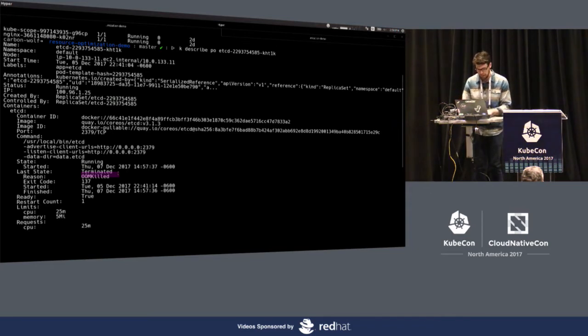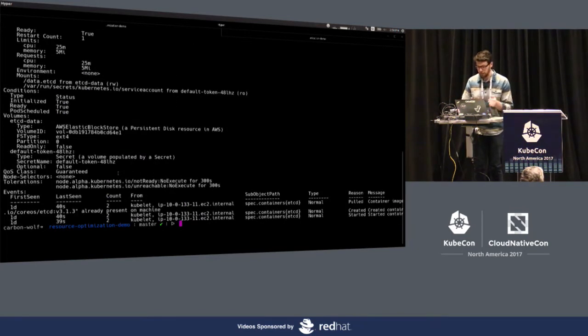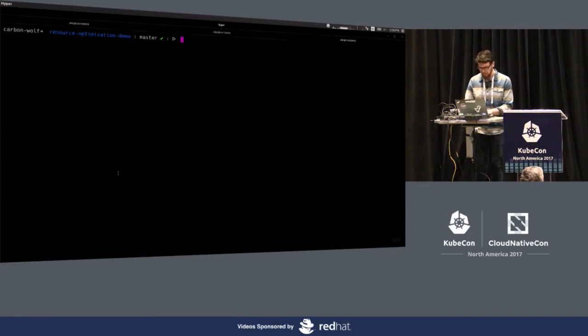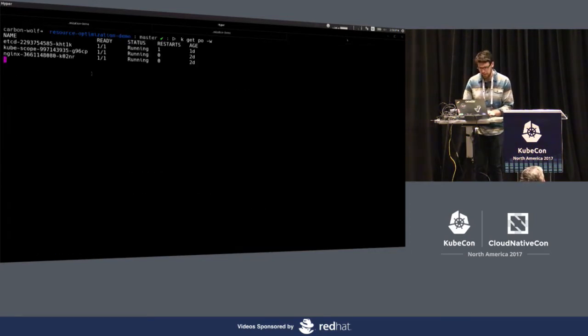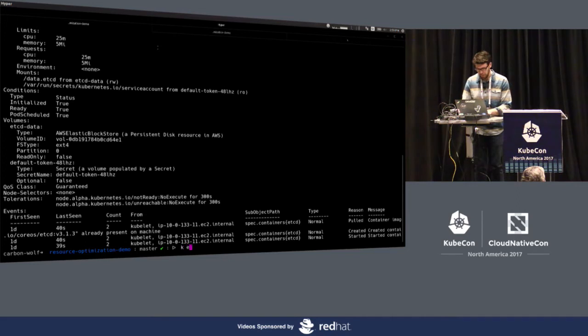So the next thing that we'll do is we'll edit the deployment, and we're going to increase the memory here. I'm going to set up something so we can just watch. And you can also see that the etcd container was restarted here too. That's another indication that something went wrong. So I'm going to edit the deployment.